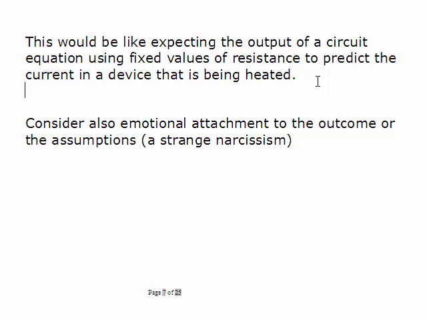Well, I made this comment in the written lecture for the Malthusian catastrophe. Using Thomas Malthus's model to predict population and agriculture would be like taking a circuit equation and expecting that it would give you the output for a device while the device is being heated. So really you're using some mathematics on a changing situation, and the change hasn't been incorporated into the mathematics.